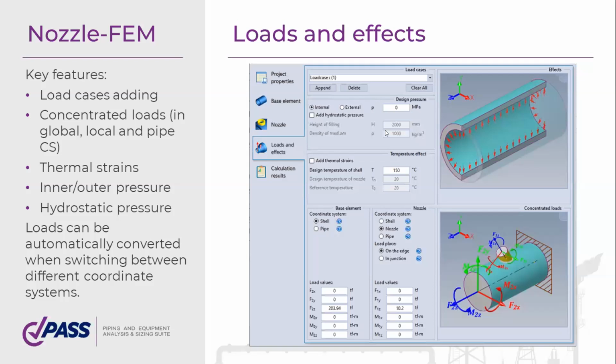You can also set some loads and defects, including, of course, pressure, including hydrostatic pressure, thermal strains, and you can set external loads from piping systems in different coordinate systems. You can just select which system is more convenient for you.